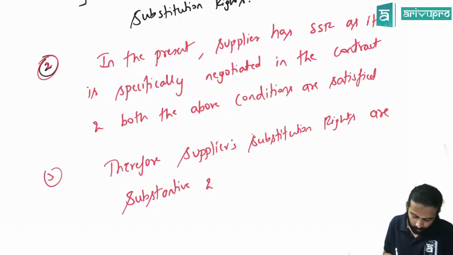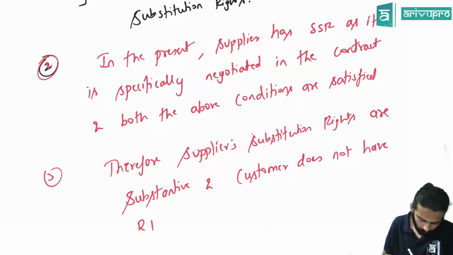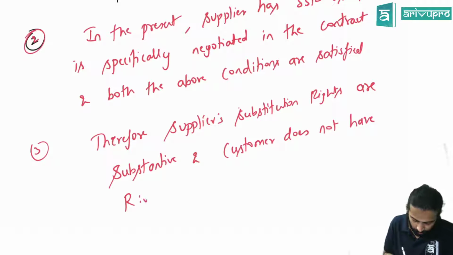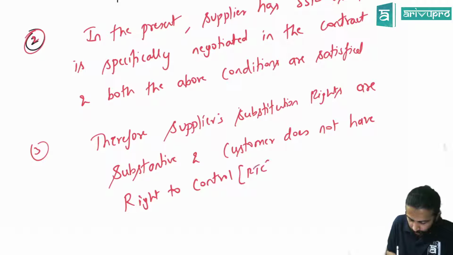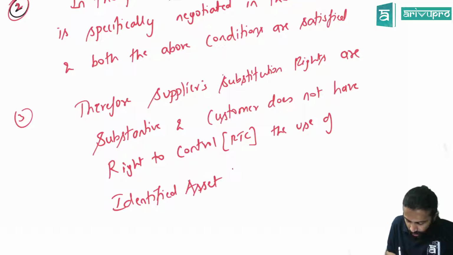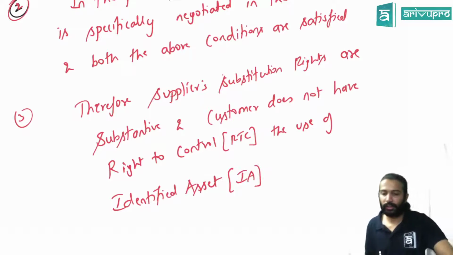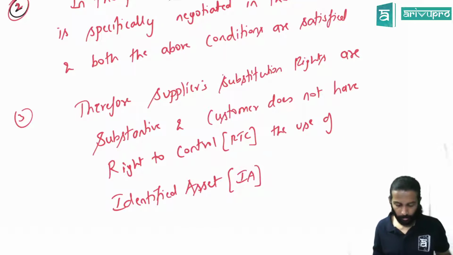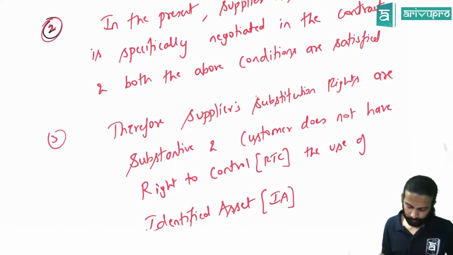and customer does not have, can I say RTC? Maybe the customer does not have right to control, that is RTC, right to control the use of identified asset, which in this topic we'll mention as IA. It is not intangible asset, it is identified asset. Okay, now this is what you're supposed to write.